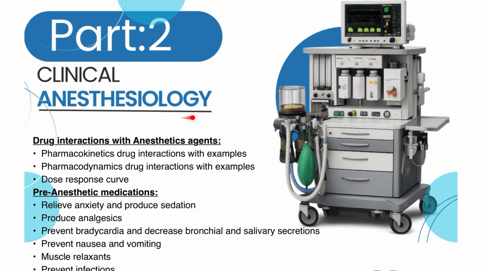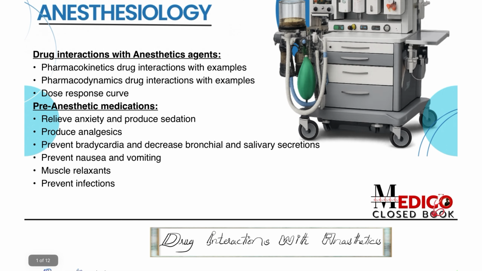Learning objectives of today's session are drug interactions with anesthetic agents and pre-anesthetic medications. Underneath the drug interactions with anesthetic agents, we will learn about pharmacokinetic drug interactions with examples, pharmacodynamic drug interactions with examples, and dose response curve. And underneath the pre-anesthetic medications, we will learn about the medications which are used to relieve anxiety and produce sedation, produce analgesia, prevent bradycardia and decrease bronchial and salivary secretions, prevent nausea and vomiting, medicines which are used as muscle relaxants, and medications which are used to prevent infections.